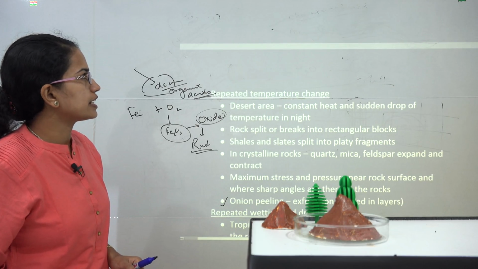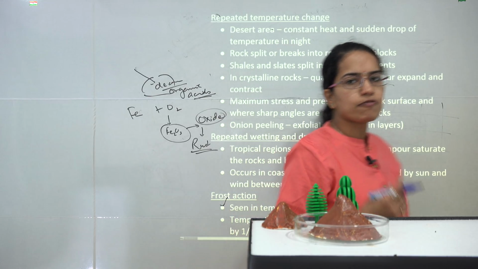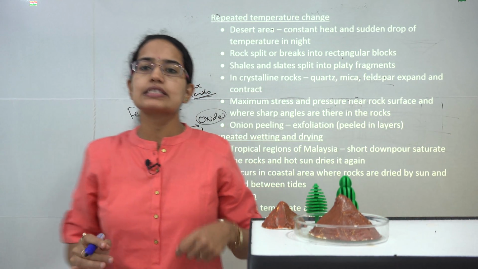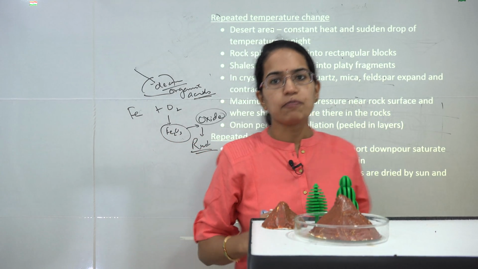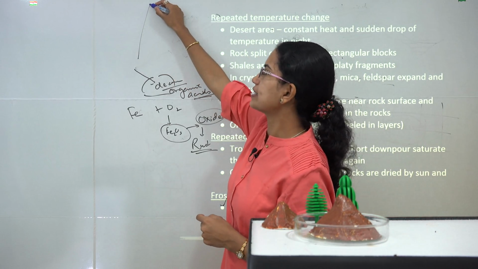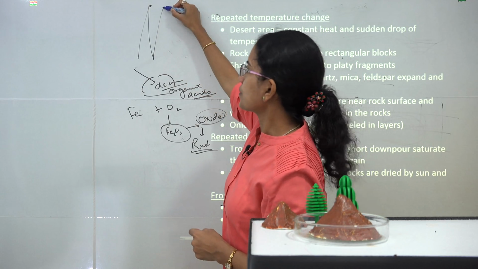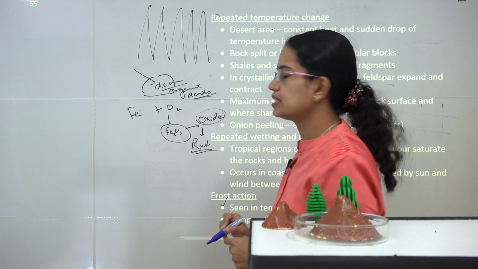Now coming to the next, physical weathering. Physical weathering can be of many types. The first physical weathering that we would talk about is repeated temperature change, commonly seen in desert areas. What happens is during the day the temperature shoots up and increases. During the night the temperature falls. Then during the day it increases. So there is a repeated temperature change that is seen.